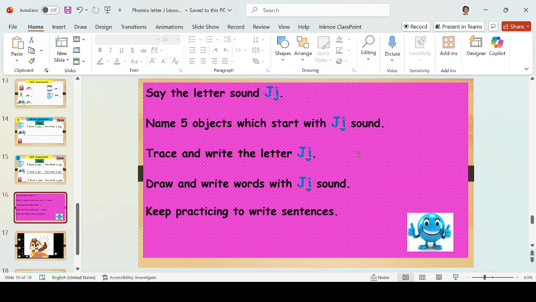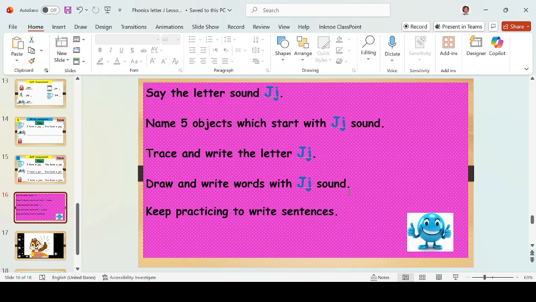All right, now I want you to keep on practicing to trace and write the letter J. And also to draw and write words with the J sound. Okay, you draw your jam, you write the word jam. You draw your jar, you write the word jar. You draw your jag, you write the word jag. You draw your jet, and you write the word jet. Okay, and also keep on practicing to write sentences. I have a jet, you have a jet. I can jog. Okay, I can jog.